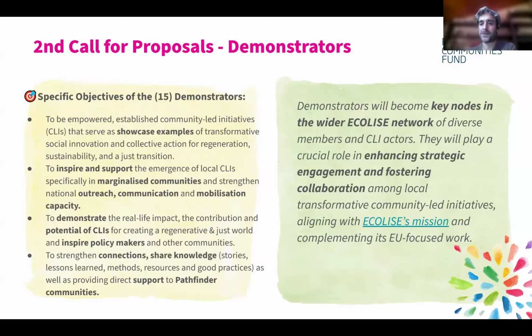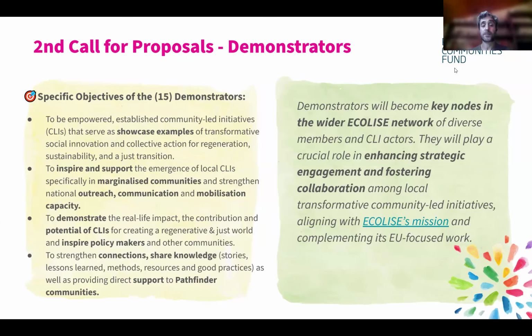So what do we mean by a demonstrator? The demonstrators will become keynotes in the wider ECOLISE network of diverse members and community-led initiative actors. They will play a crucial role in enhancing strategic engagement and fostering collaboration among local transformative community-led initiatives, aligning with ECOLISE's mission and complementing European-focused work. The specific objectives of the demonstrators are to inspire and empower established community-led initiatives that serve as showcase examples. Because the demonstrators are place-based, they are concrete projects that can be visited, where you can show exactly the change, the transformation happening in a concrete place.